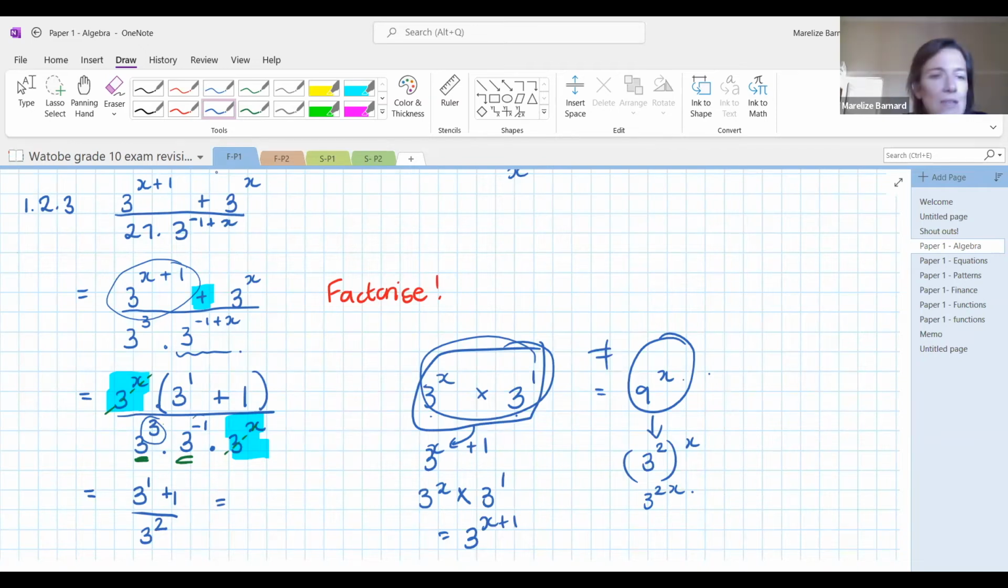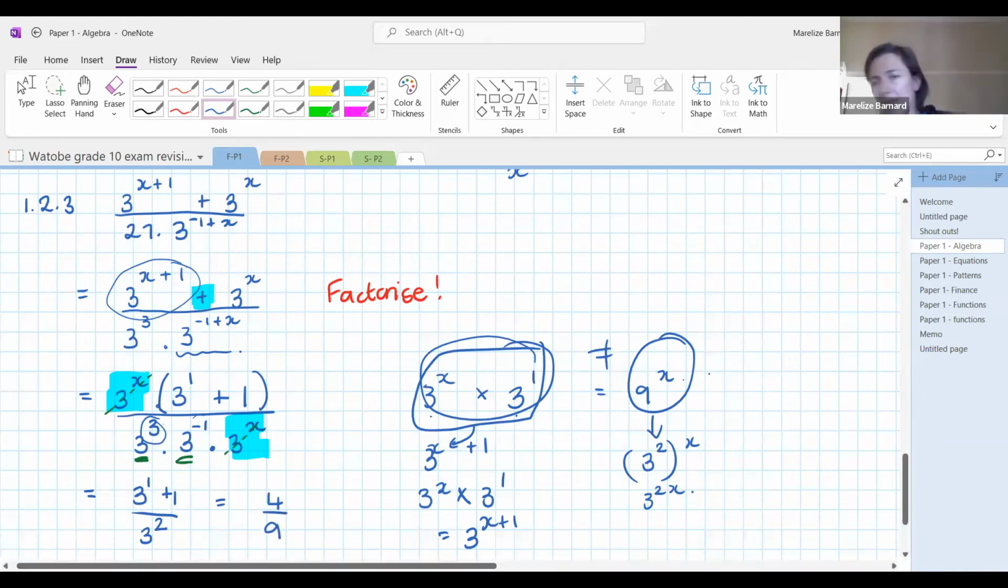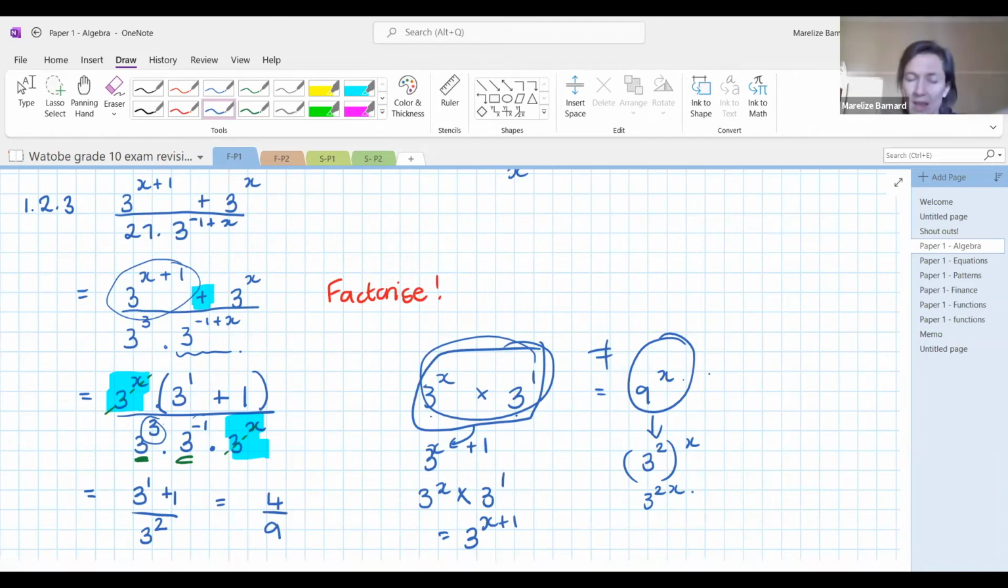I hope you guys see that the 3's have not changed to 9's or anything like that. All we've got left to do now is to simplify. So 3 plus 1, that's 4, and 3 squared is 9. So it's 4 over 9, that's our final answer. Only when all the x's and all the brackets are gone and you've factorized and everything can you simplify the numbers at the end. 4 over 9. Anyone got this one right?